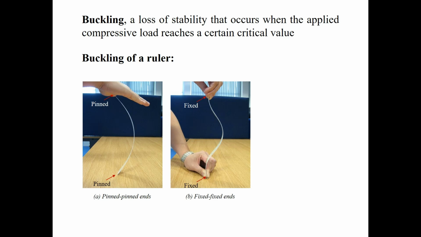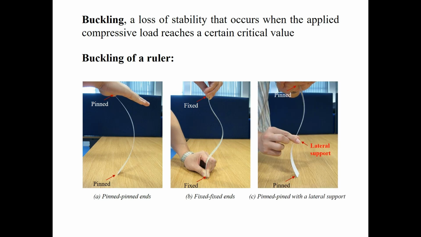Let's go back to the first experiment, the pinned end condition. But this time, we apply lateral support, which restrains the ruler somewhere in the middle but allows the section to rotate. Press axially on the top end of the ruler and gradually increase the compression force. You can feel that a larger compressive force will be required to make the ruler buckle in this case, compared with the two previous cases.